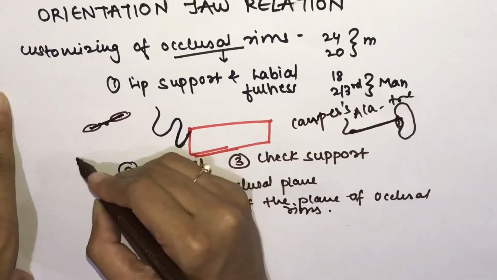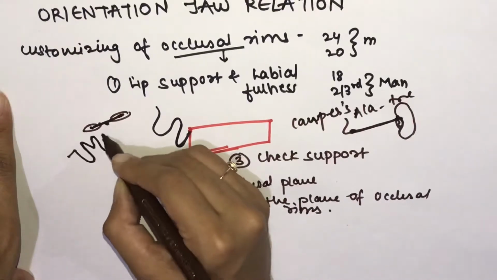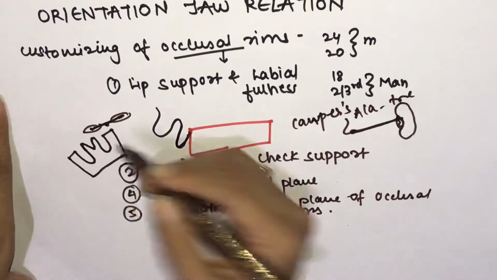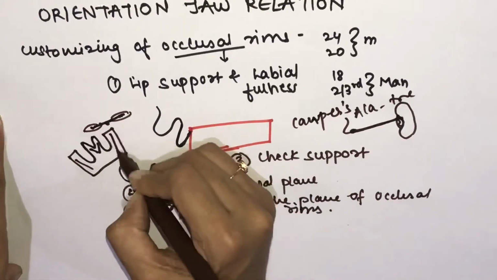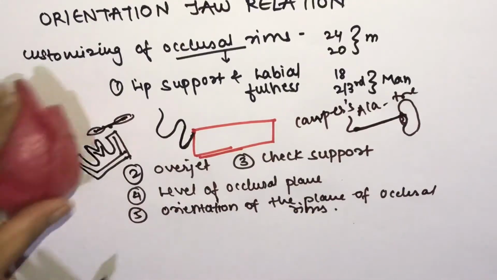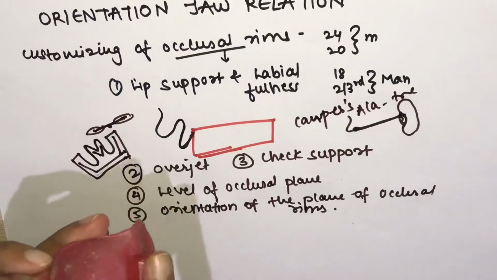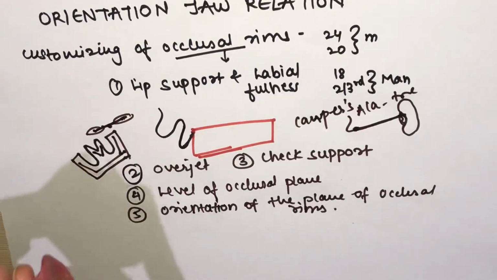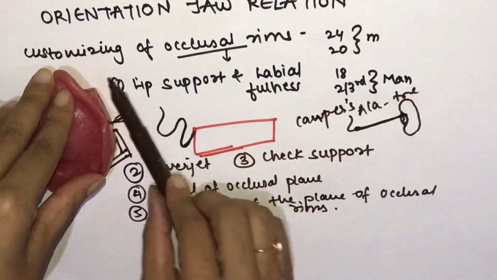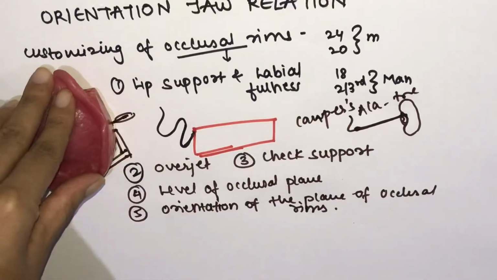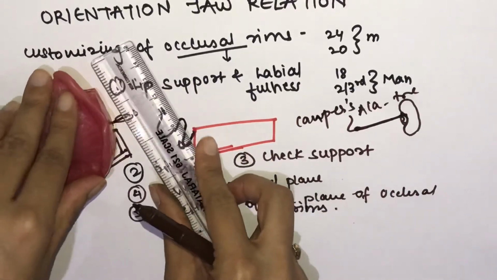Basically your Fox plane looks somewhat like this. So this is how your Fox plane looks. This is the bite fork, this is the inner rim, and these are the outer rims. When you are placing it onto your maxilla, the inner rim touches the posterior part of your maxillary occlusal rim, and the outer rim comes outside the mouth. So your occlusal rims will come like this, with the outer rim of the Fox plane.